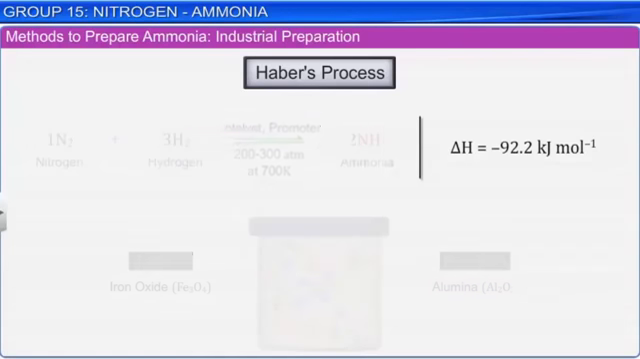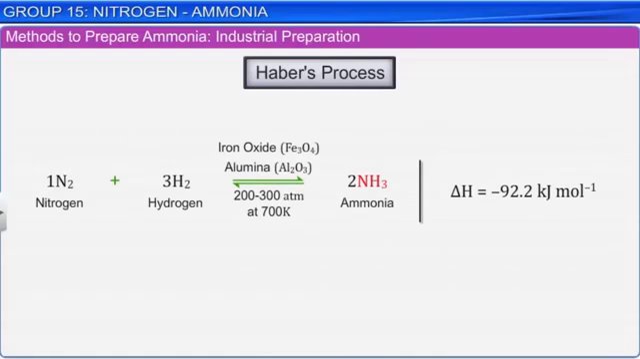Thus, a high pressure of 200 to 300 atmospheres, an optimum temperature of about 700 Kelvin, and the catalyst iron oxide along with the promoter alumina are used to obtain better yields of ammonia.